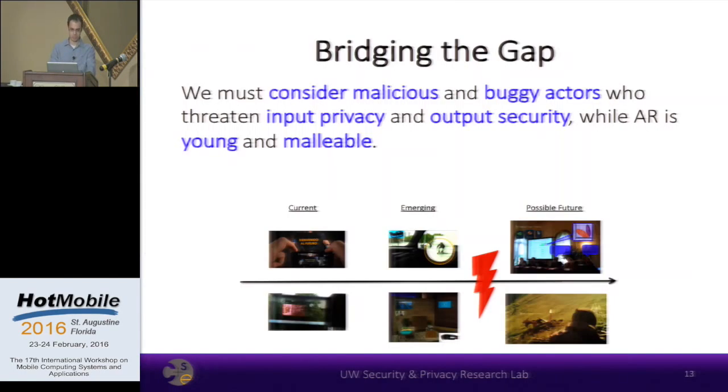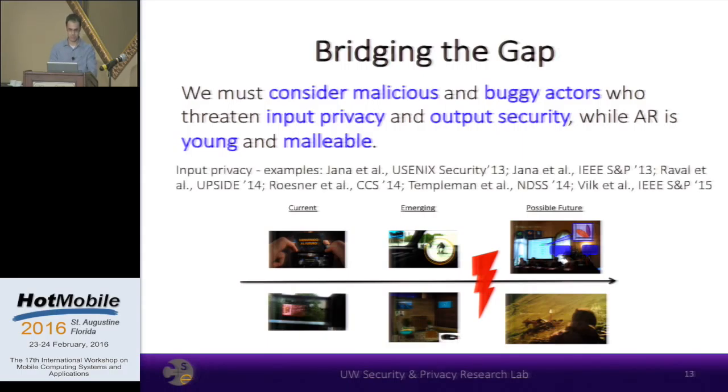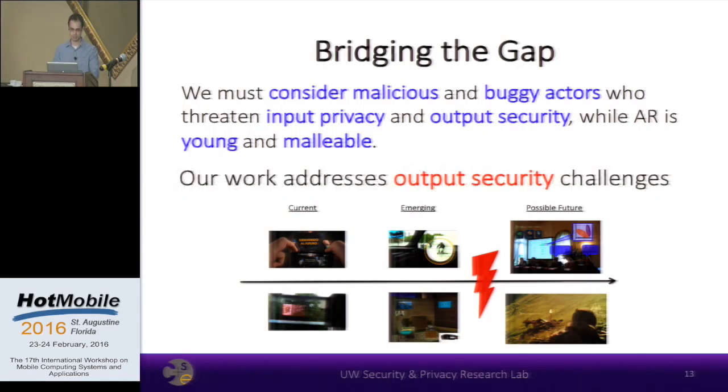So given these risks, we argue that the time to consider malicious and buggy actors who threaten input privacy or output security risks is now, while AR technologies are young and malleable. And we note that we are not the first to identify this need. Prior efforts have begun exploring the privacy risks surrounding sensory inputs. However, no prior work to our knowledge has characterized the spectrum of visual output risks, and our work focuses on addressing these output security challenges.